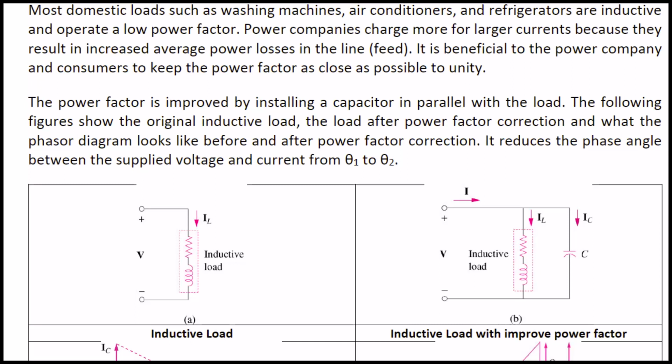When you have a lagging load, the power factor is improved by installing a capacitor in parallel with the load. The following figures show what this looks like. You have an inductive load modeled as a resistor and an inductor, and it has a given power factor. We don't want the average power to change, so by putting the capacitor in parallel with that load, it will only affect the reactive power, which we want to reduce. And by reducing it, we take the initial power factor angle theta 1 and change it to theta 2.